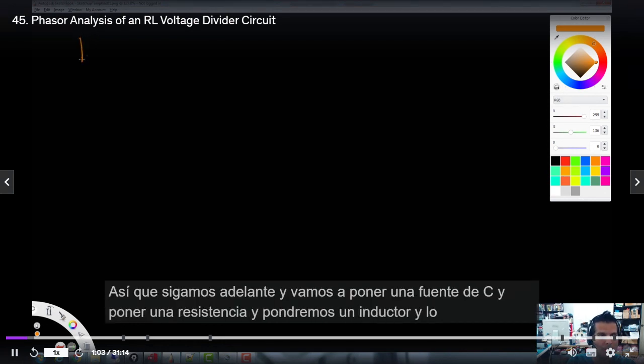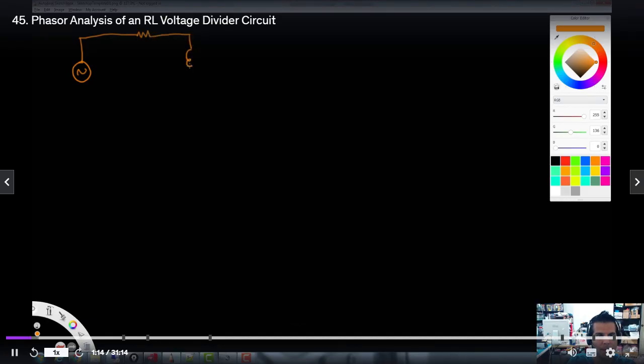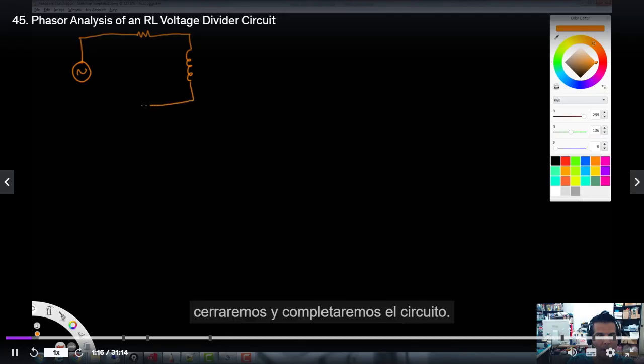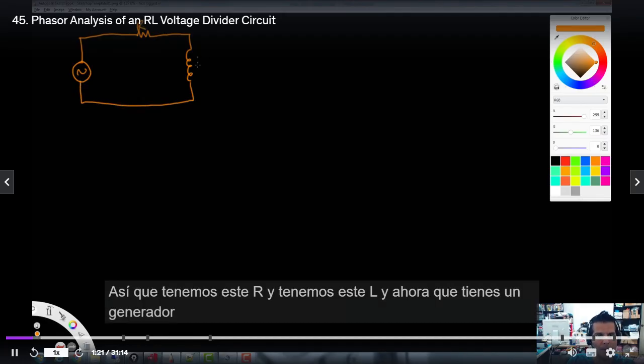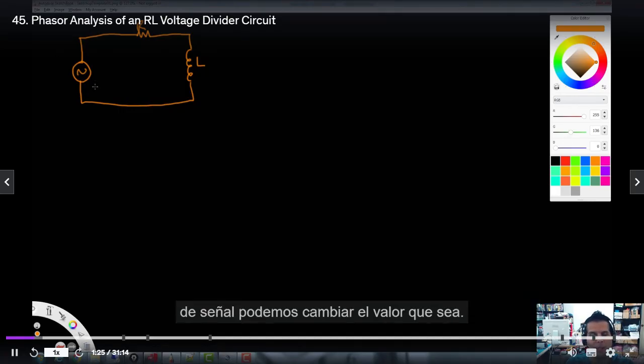Let's put an AC source, a resistor, and an inductor. We'll close that off and complete the circuit. So we've got this R and this L. And since we've got a signal generator, we can change whatever this value is.